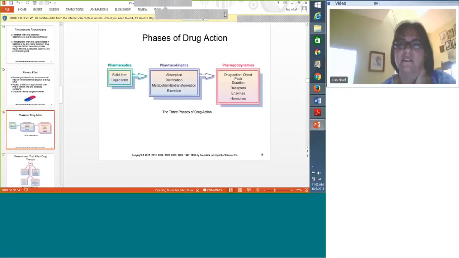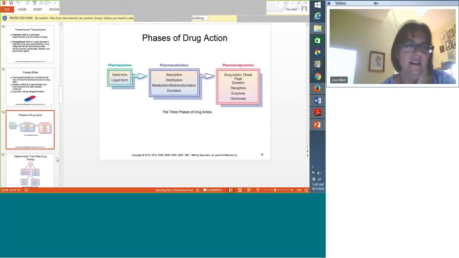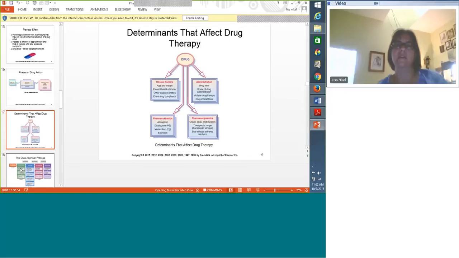Good. All right. And then determinants that affect drug therapy. Another visual representation of some of the things I've been talking about. We've got this drug. The drug alone is going to work differently based on what dose it is, what time you're giving it, and what condition you're giving it for. But then you've got all these factors pertaining to the client, the clinical factors. You've got factors pertaining to the administration, the pharmacokinetics, and the pharmacodynamics. All of these are variables that play into how your drug is going to work, okay? So these are all determinants that affect drug therapy.